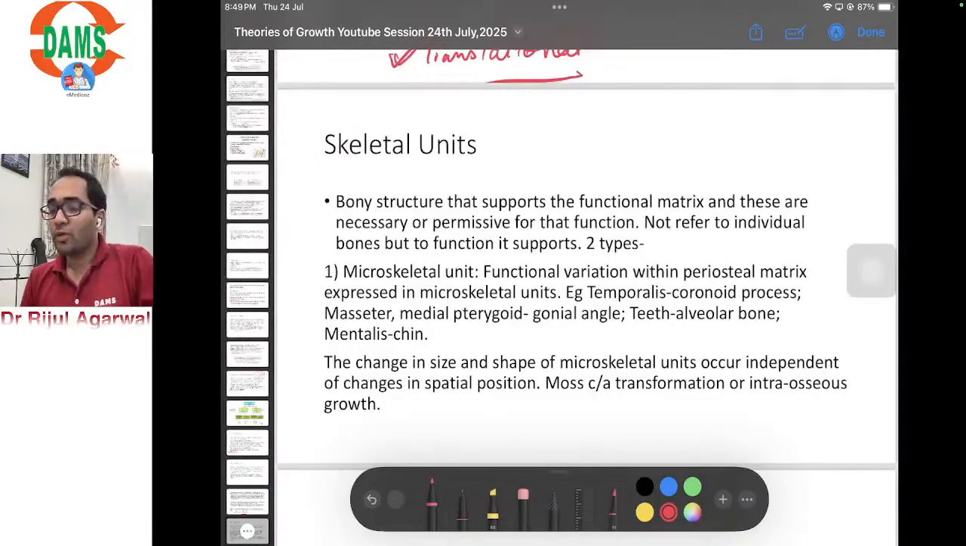Okay, so how is the microskeletal unit influenced by the periosteal matrix? So what is the periosteal matrix? I just told you, that is the immediate surrounding local environment, that is muscles, bones, blood vessels.